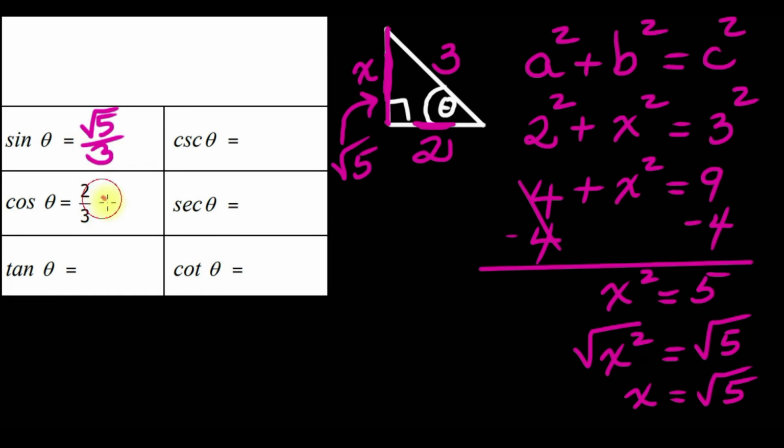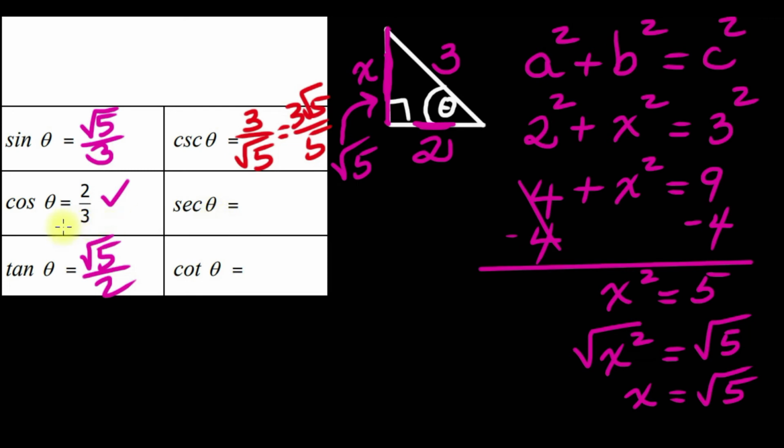Cosine theta is 2/3. We know that. And then tangent theta is opposite over adjacent. So that is going to be square root of 5 all over 2. Cosecant theta is going to be 3 over square root of 5. And you have to rationalize this. So this would be 3 square root of 5 all over 5. You multiply top and bottom by square root of 5.